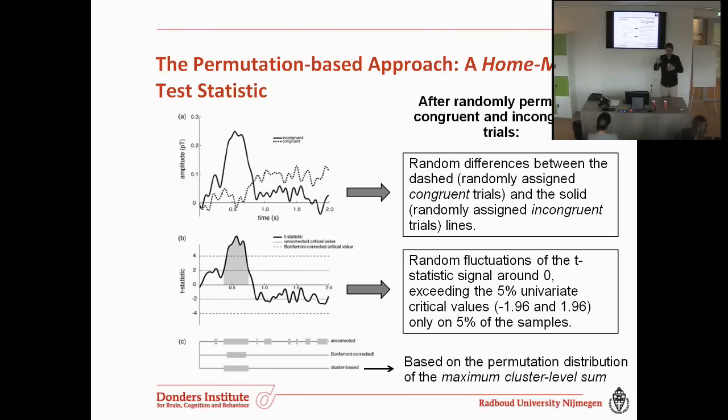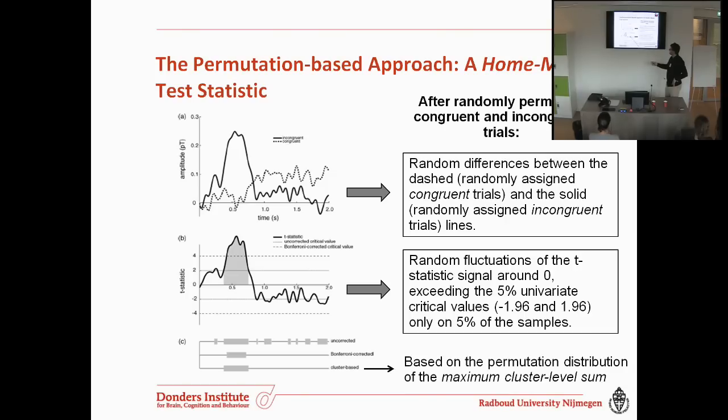Because if you randomly permute congruent and incongruent, you're just destroying the effect. So after random permutation, the solid line, which now does not consist of genuine congruent trials, it's just half congruent, half incongruent, and the same holds for the dotted line. Both of them would have more or less the same trajectory.